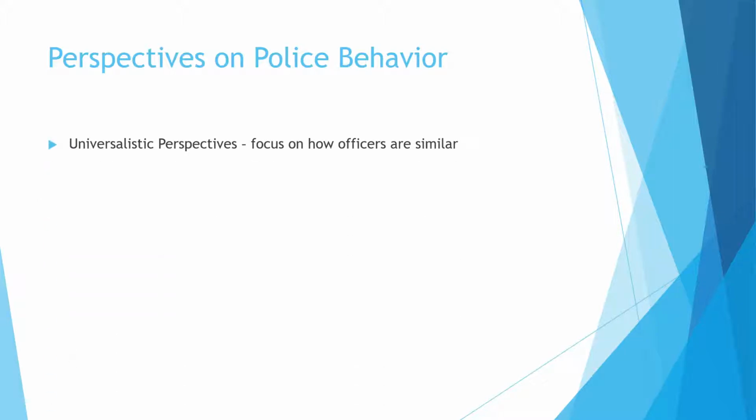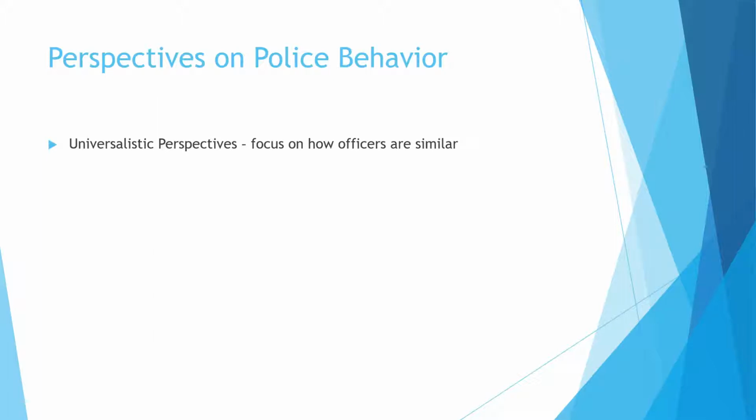Your book identifies a couple different perspectives for understanding police behavior. There are universalistic perspectives and particularistic perspectives. Universalistic perspectives focus on how police officers are similar. So we're looking for common traits, common explanations for police behaviors. Whereas particularistic will look at that individual officer and try to explain how that officer is different from another officer. So with universalistic perspectives, we are still going to identify differences, but we're looking for common traits, common motivators for police behavior, and common explanations for police behaviors.